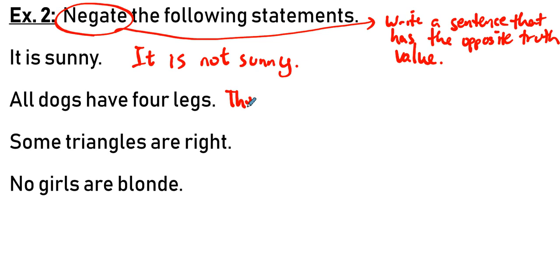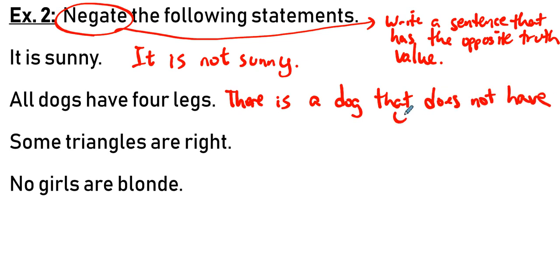Well, you say, there is somewhere a dog that does not have 4 legs. Because that one counterexample is all it takes to disprove this all statement. The opposite of an all statement is usually a there is statement, because one counterexample is enough to disprove what we call a universal statement.